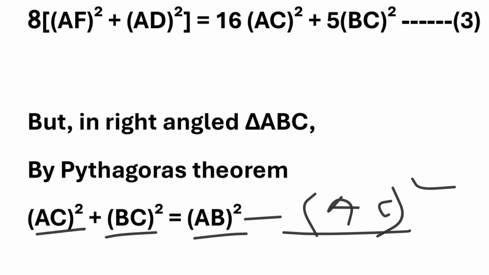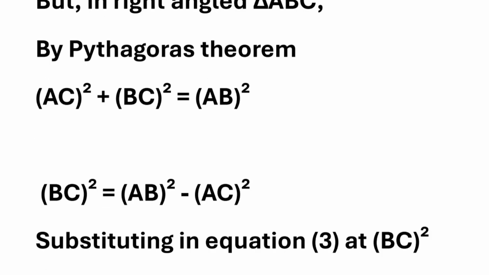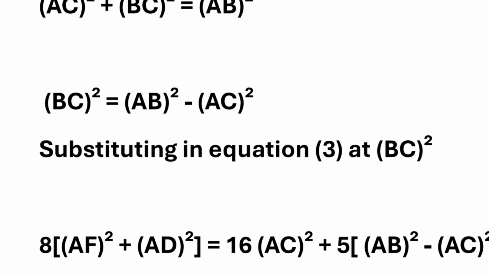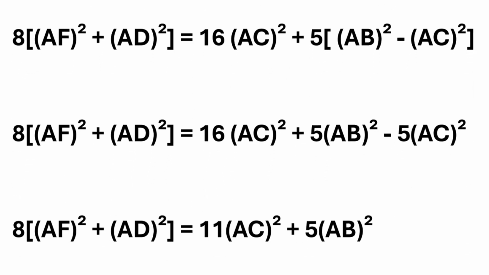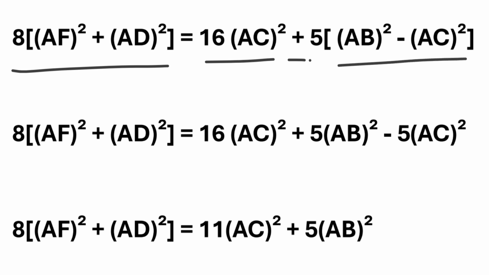Now we put this value of BC square in equation number 3, means here. Look here properly. I have taken this AC square to the right side, it becomes minus, and we put this in equation number 3. Then we get 8 in bracket AF square plus AD square is equal to 16 AC square plus 5 in bracket AB square minus AC square. Then we multiply this bracket, AB square minus AC square, by 5.